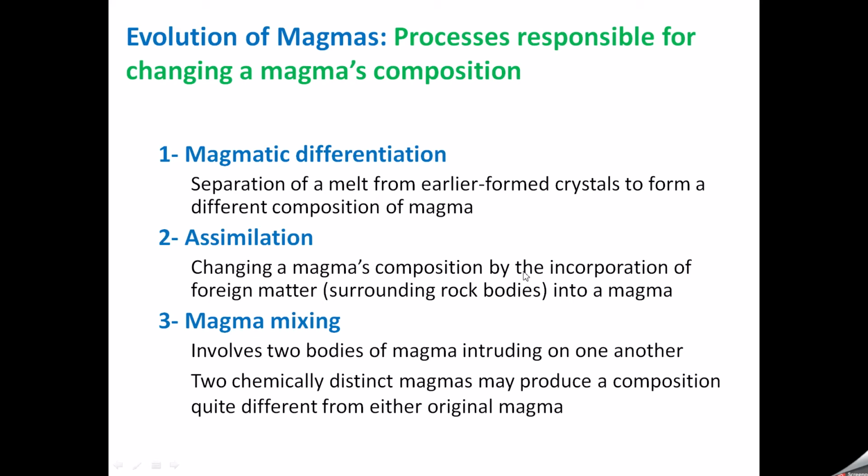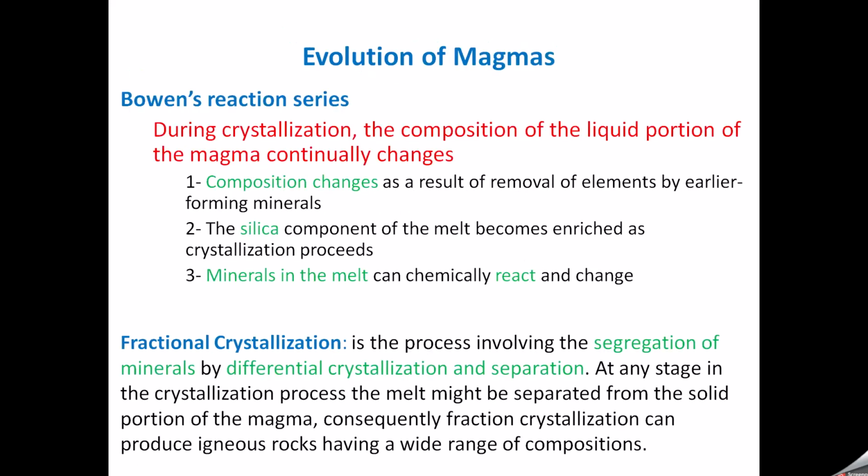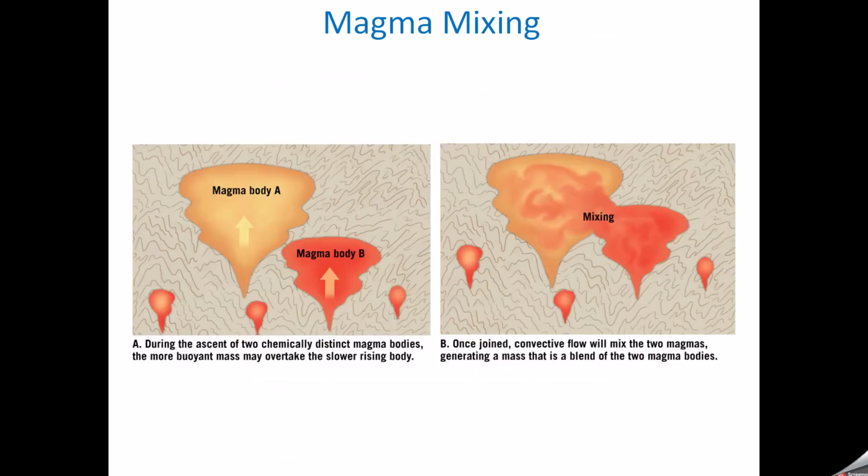Assimilation: changing magma's composition by the incorporation of foreign matter from surrounding rock bodies, which we call country rocks, into the magma. The third process, magma mixing, involves two different bodies of magma intruding one another and mixing. Two chemically distinct magmas may produce a composition quite different from either original magma. So magma A and magma B mixed up will create a third, different type of chemical composition, or different magma.